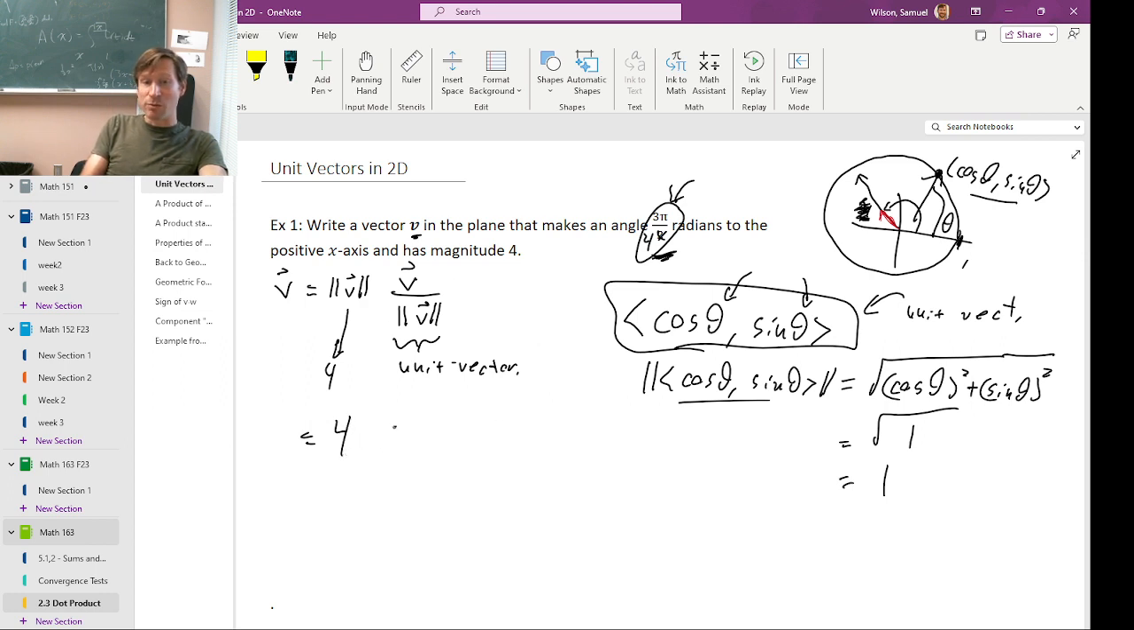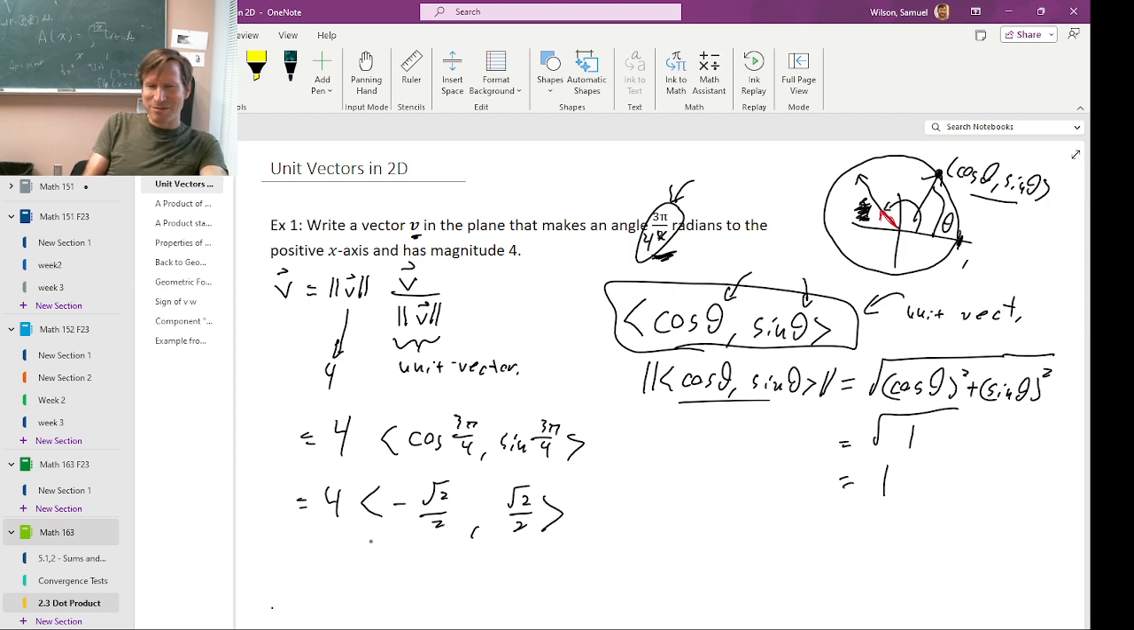Now the unit vector we want is just cosine 3 pi over 4, comma, sine 3 pi over 4. And cosine 3 pi over 4 is what? Minus root 2 over 2. Sine 3 pi over 4 is root 2 over 2. And so we could leave it like this, or we could factor out some constants or multiply out the scalar product one way or another. You get something like minus 2 root 2, comma 2 root 2.